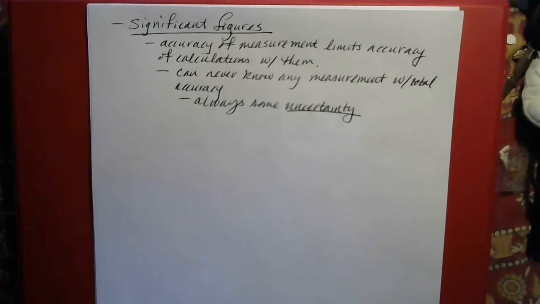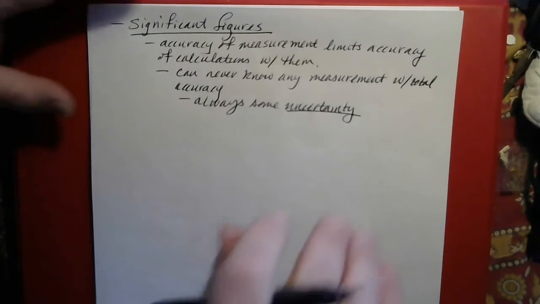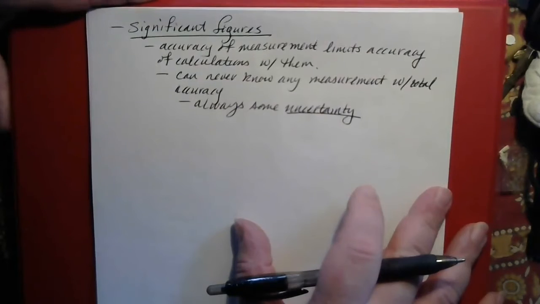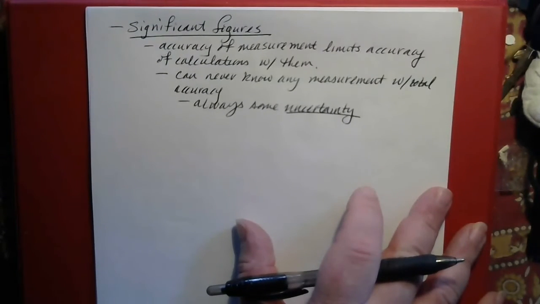And because of that, the accuracy with which we can possibly know the result of a calculation is actually limited by the accuracy with which we know the measurements that go into that calculation. In practice, what we need to do is express the answers from calculations in ways that don't imply that we know the answer more accurately than we really do.